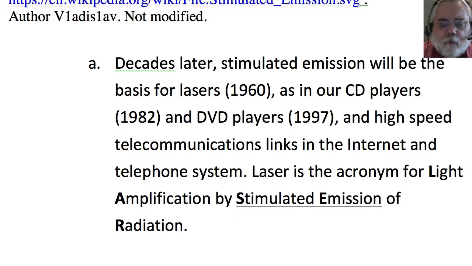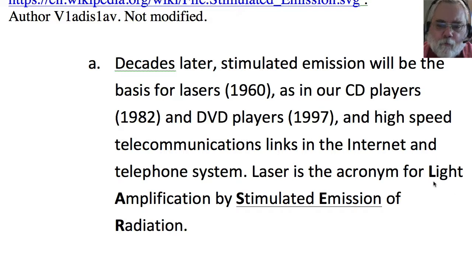So Einstein wrote this paper in 1916. Decades later, stimulated emission will be the basis for lasers in 1960. And lasers are the most important part of what makes a CD player and a DVD player be able to read the disc. CD players came out in 1982 and DVD players came out in 1997. Also, the high-speed telecommunication links in the internet and the telephone system all use lasers.